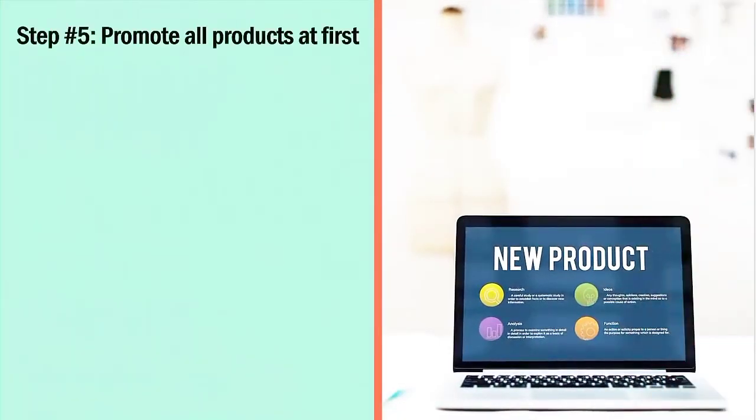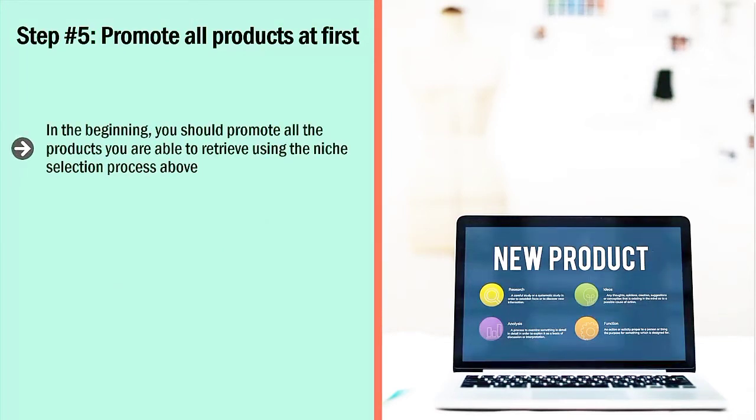Step number 5, promote all products at first. In the beginning, you should promote all the products you are able to retrieve using the niche selection process above. Your strategy is pretty straightforward at this point. Promote all the products on your site first and pick the top 3 winners. These are the products that convert the most. Focus on conversions. Don't focus on how much traffic they get. Traffic is worthless unless it converts. Always remember that. Pick the top 3 winners in terms of conversions and stick to those.